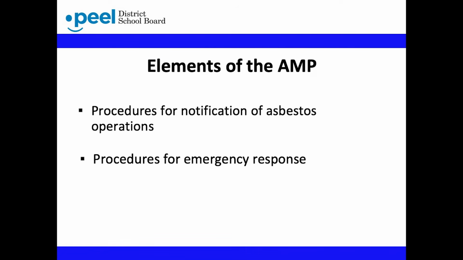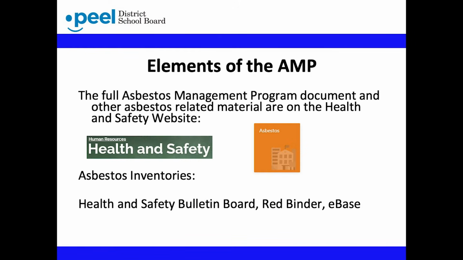5. The establishment of procedures for the notification and procurement of contractors and consultants, if required, for the completion of Type 1, Type 2, and Type 3 operations. 6. Procedures for emergency response due to flooding, fire, or discovery of disturbed materials. To access and read the full Asbestos Management Program document and other asbestos-related material, click the link.